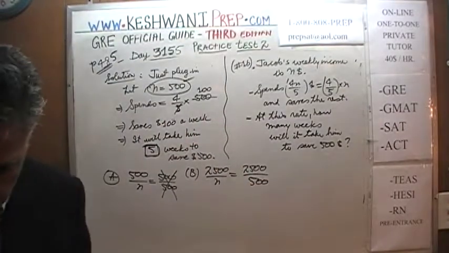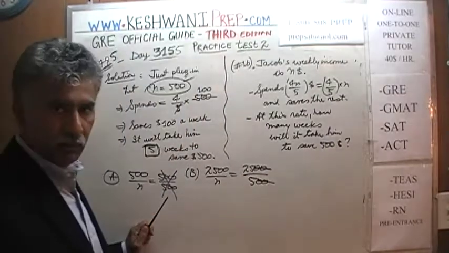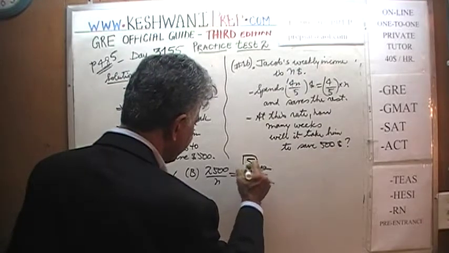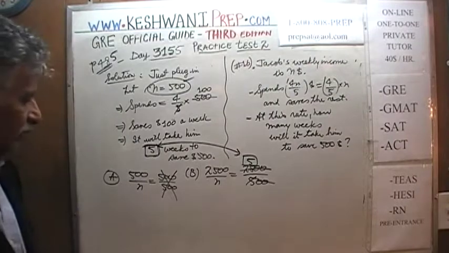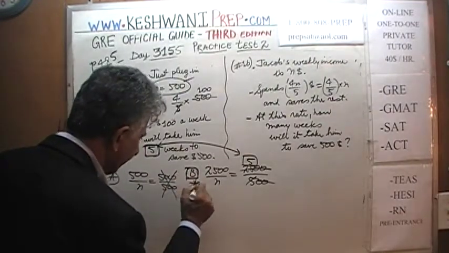2500 over 500, we divide top and bottom by 100, two zeros are going to go away. And if we divide top and bottom by 5, 25 is going to become 5, which is exactly what we're looking for. It matches the answer. What does it tell us? It tells us that answer choice B is the correct answer.